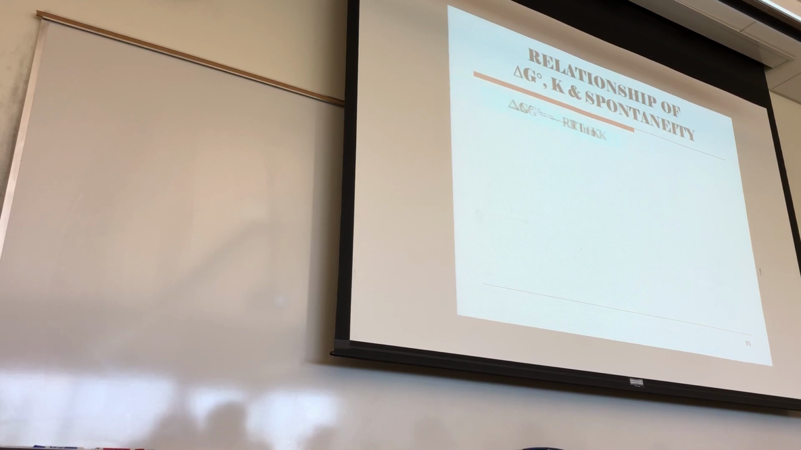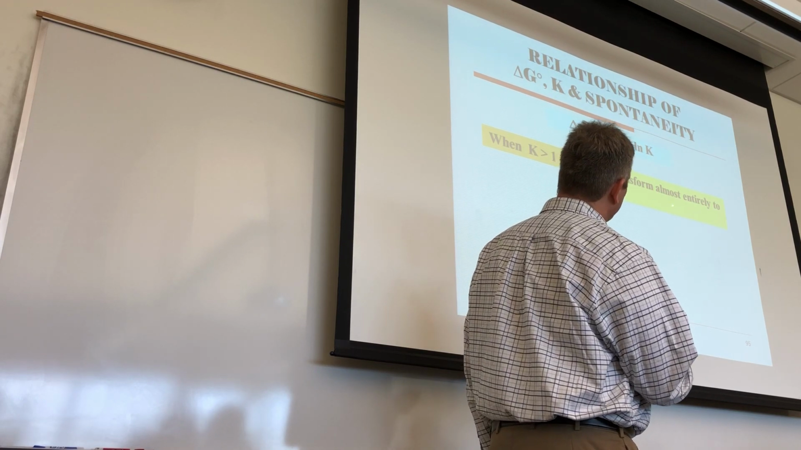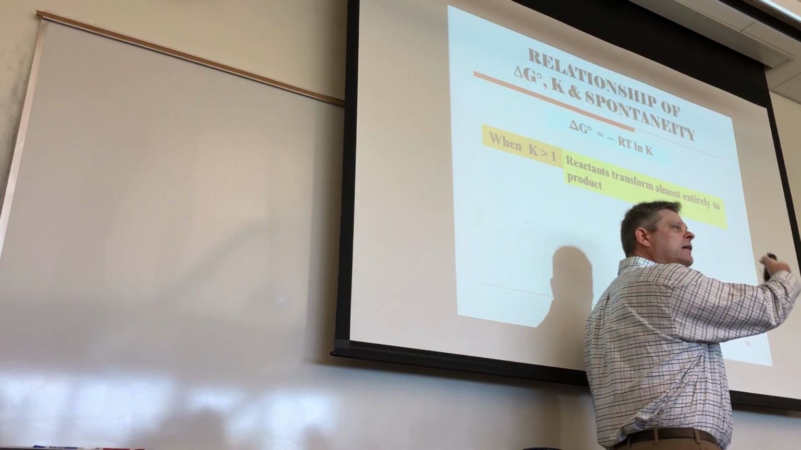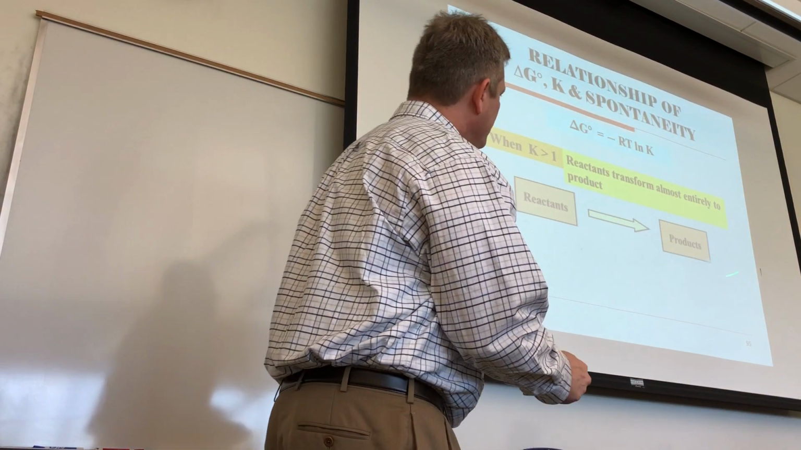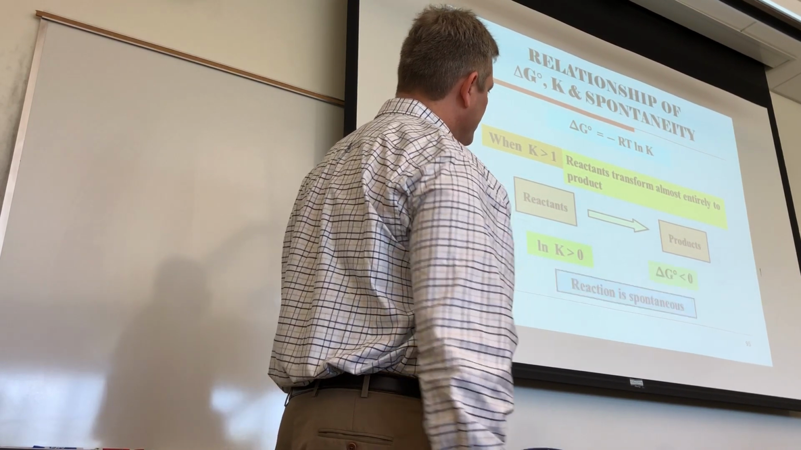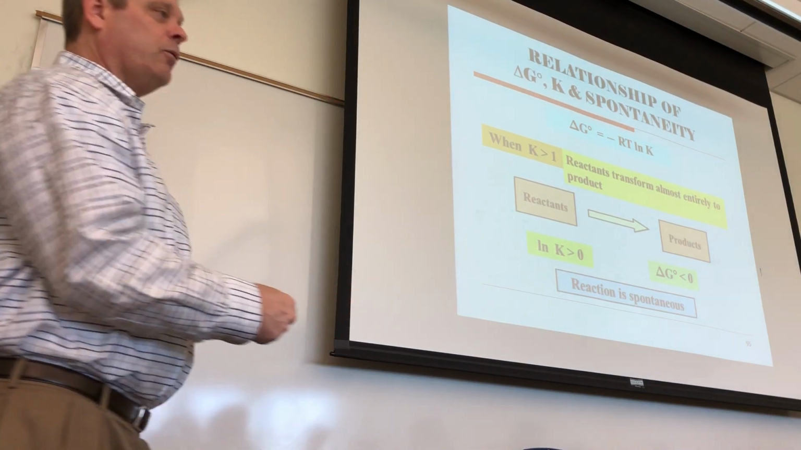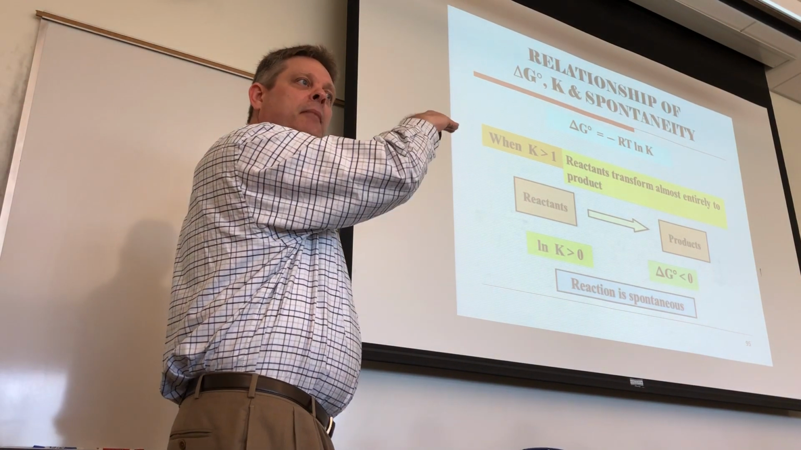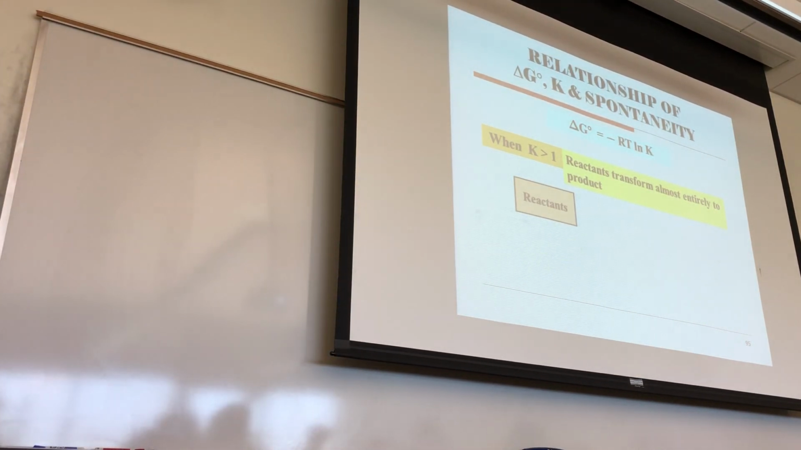Okay, let's walk it through. This is really the same thing I just said, laid out, so we're going to go through this unless you have questions. When K is greater than 1, reactants transform almost entirely into product. That means I'm on the right side of the equilibrium, which is what's favored, so the products are being favored. Log K is greater than 0. Delta G is less than 0. The reaction is spontaneous when K is greater than 1. That was the second picture to the right above from the last slide. K greater than 1, so I'm correlating that with this right here.